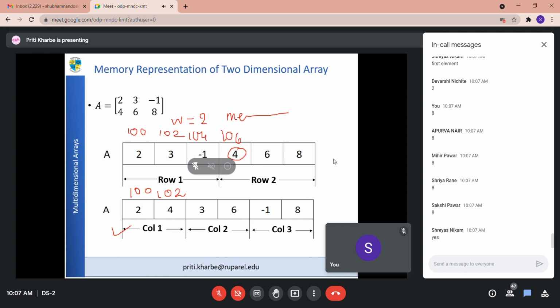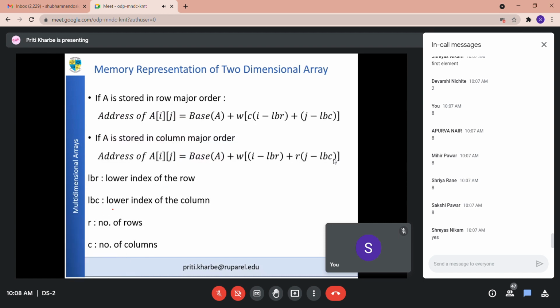The way you have formulas for row major and column major of a one-dimensional array, in the same way you have formulas for row major and column major address of a two-dimensional matrix. Let us see the formula for row major. Address of Aij is equal to base of A plus W into (c times (I minus LBR) plus (j minus LBC)). For column major, the only difference is the first bracket is not multiplied with anything and the second bracket is multiplied with R. Column major multiplies the second bracket with R, row major multiplies the first bracket with C.